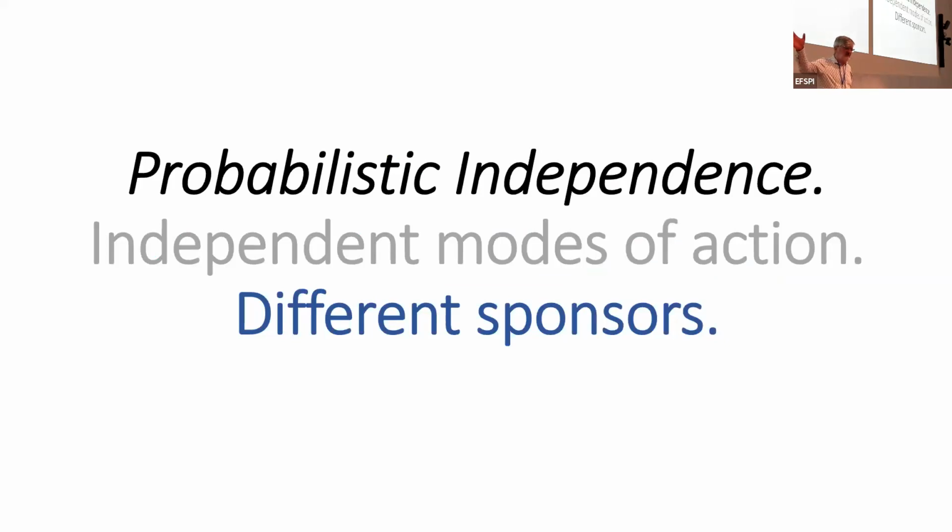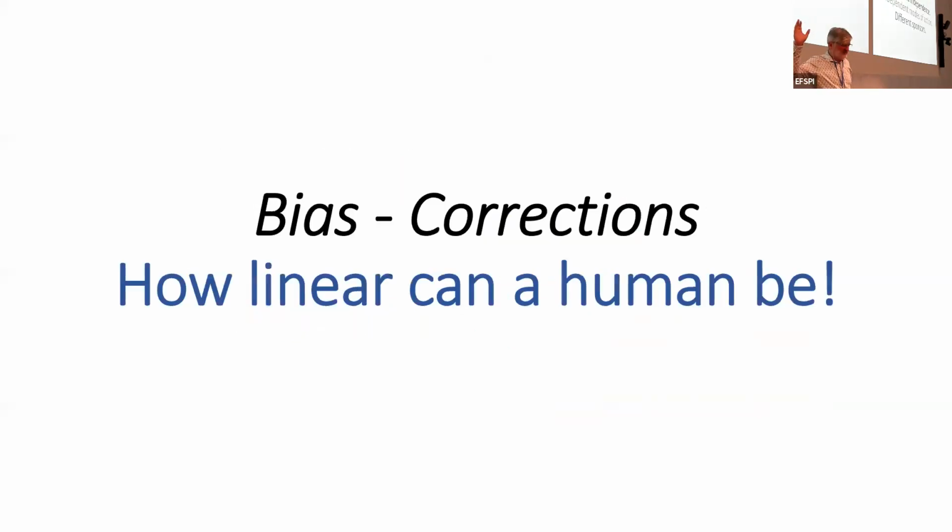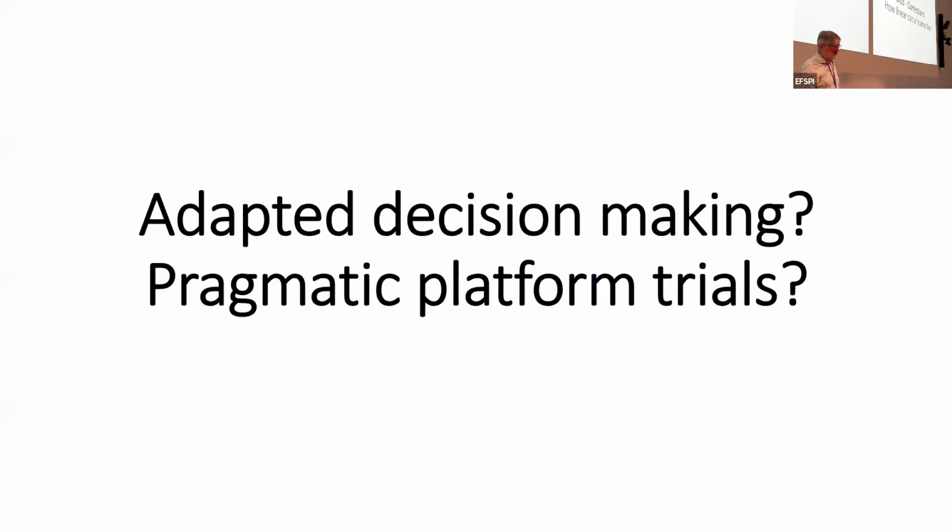So we've got probability independence, independent modes of action, different sponsors. And then you've got the corrections to correct for them. And then there's the question, how linear can a human being be? I'm counting buff. That doesn't mean I think we shouldn't do corrections or transformation of corrections. All those corrections somewhere have linearity without interactions, by the way. You can't do that; sample sizes will be too high. So that's the question: what can we accept? When is it dominating? When is it not interfering and helping? And where is the border in what we can do? Shouldn't we adapt decision making?